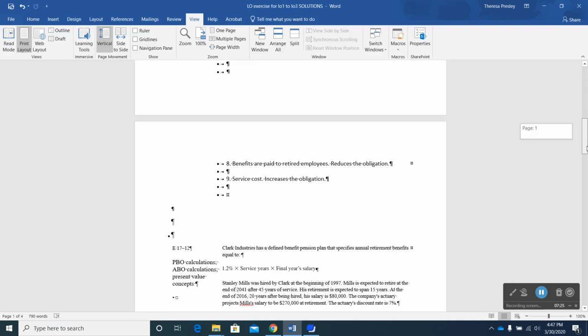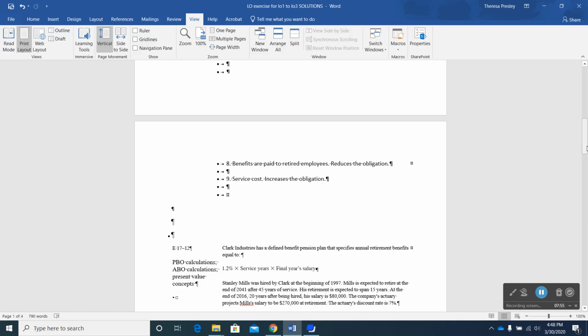Clark Industries has a defined benefit pension plan that specifies annual retirement benefits, and the way it's defined is by a formula. We said defined means you can get to a number. It doesn't mean the number is exact, but you can get to that estimate. The way they calculate is 1.2 times service years times final year's salary.